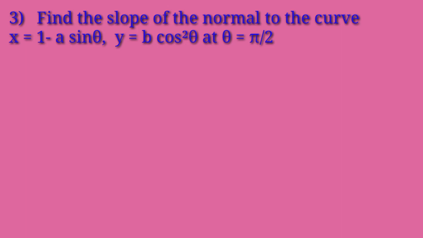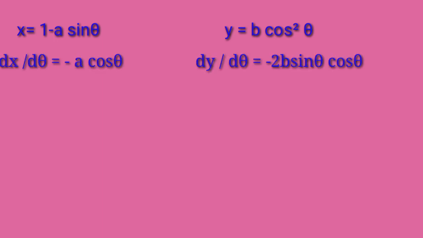Next question is, find the slope of the normal to the curve x is equal to 1 minus a sin theta, y is equal to b cos square theta at theta is equal to pi by 2. Here x and y are given. You have to find the slope of the normal here. Here x and y are given with a third parameter theta. So first x is equal to 1 minus a sin theta. From here we have to find dx by d theta. dx by d theta is equal to minus a cos theta.